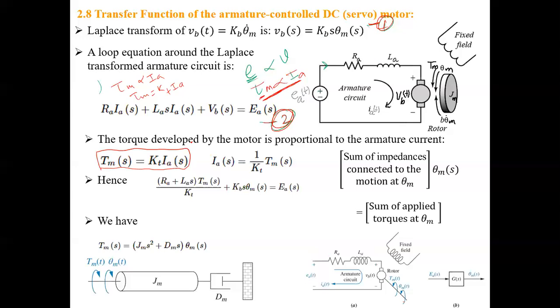So from here, what do I get? Can I rewrite this guy as IA equals, divide both sides by KT? So this cancels, so IA equals TM over KT. TM over KT. Now the thing is, what do we do now? So I call this 3.